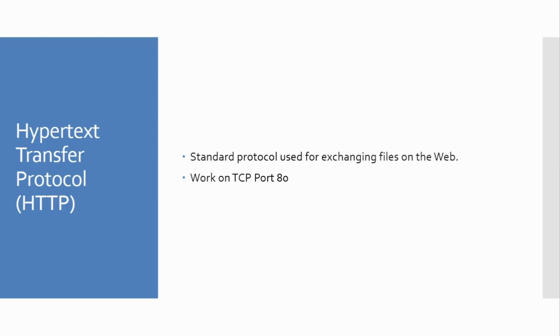For example, the client submits an HTTP request message to the server requesting some resources like an HTML file or any other content. Then the server will return a response message to the client, and this response will contain the response status code and also the requested content in its message body.